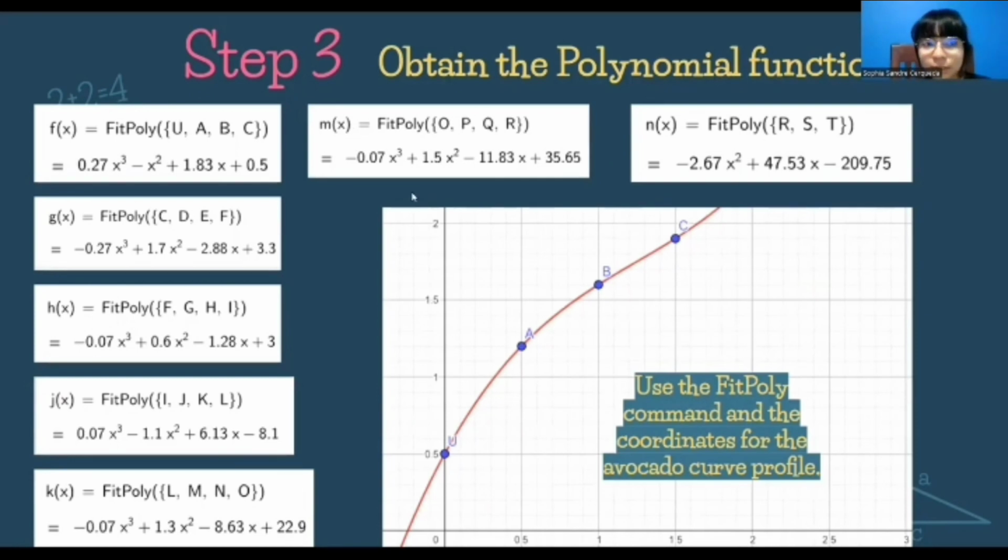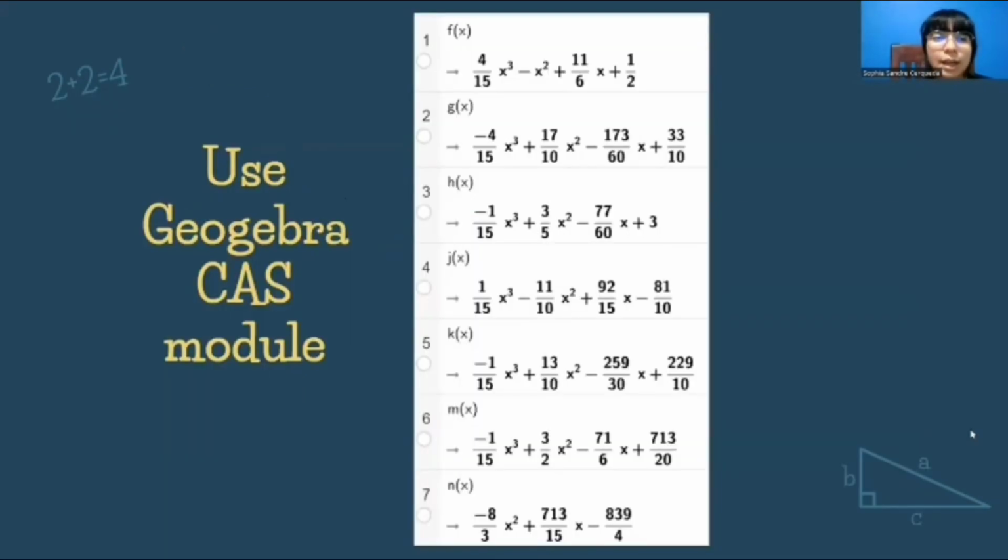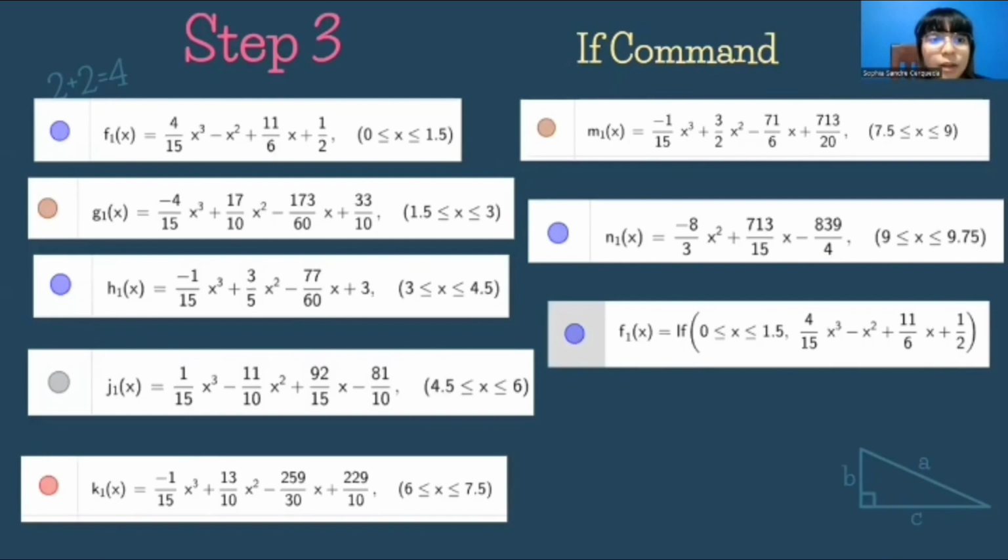So in order to find that specific segment, we have to rewrite the function that we have here. The reason is that there are decimals, and the decimals are not very exact with the results. So we have to rewrite them as fractions. For this, we're going to use the GeoGebra CAS module, which helps us rewrite the functions from decimals to fractions. That is all the module does for us.